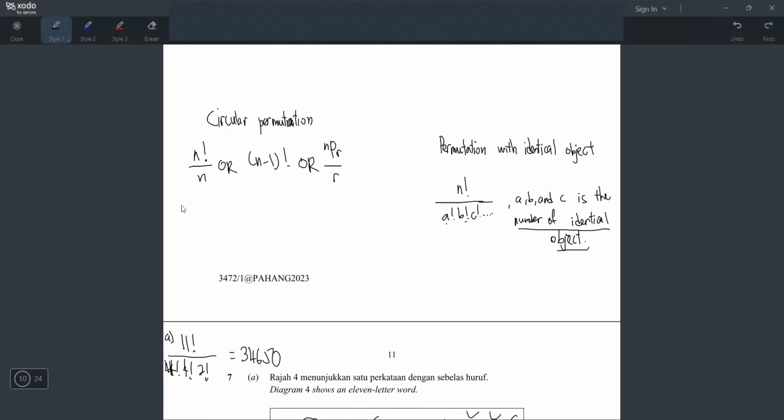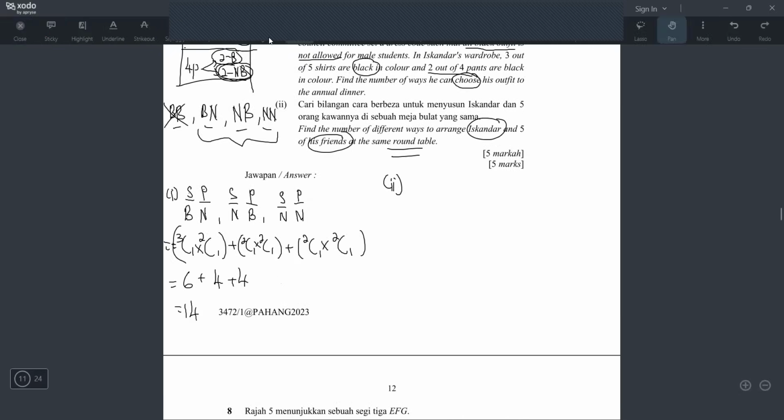Sometimes you will see this word bracelet or necklace. If you see the word bracelet or necklace, you have to take n minus 1 factorial divided by 2. And for nPr divided by r, instead of dividing by r, you divide by 2r. This is only when it's a bracelet or necklace question, because for bracelet and necklace, the direction is not important. And when the direction is not important, we have to divide by 2. But for this question, I don't think it's a bracelet or necklace. This one is just choosing how many people to sit and how many people in total. What is the n?